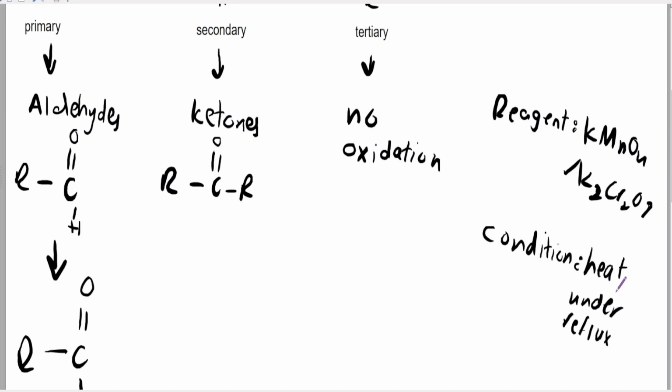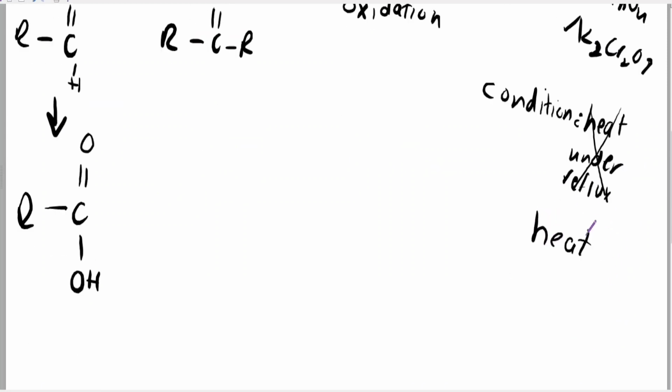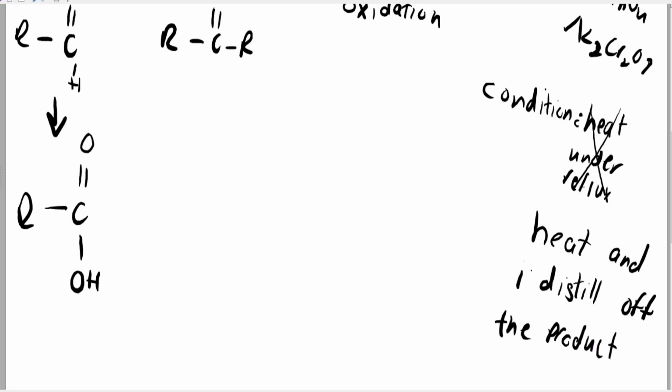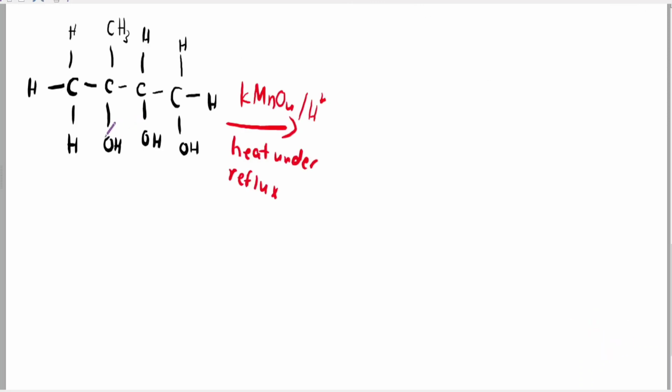What I do instead is I heat my primary alcohol and I distill off the product. Now let's say I have this compound right here which has three alcohol groups, and I use the standard conditions and reagents and I oxidize this entire compound.